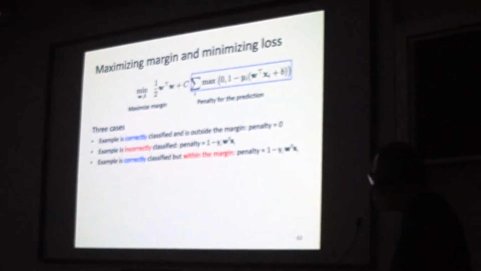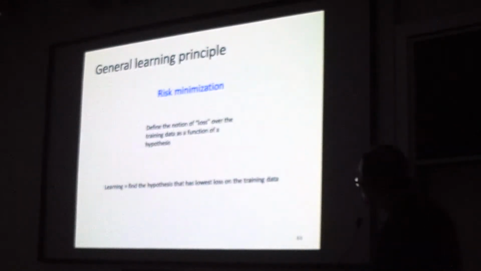And this structure also reflects an even more general learning strategy. The first strategy is called the risk minimization principle. The risk minimization principle just cares about how well we fit the training data. So we define a loss over the training data, and the learning is to find a hypothesis that has the lowest loss on the training data, meaning that I want to make my training error as small as possible.